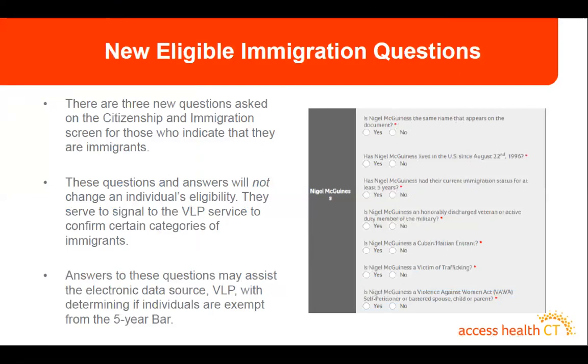One of the new screen changes that you will see here is new immigration questions. These immigration questions pertain to Medicaid eligibility. So there are questions such as, are you a Cuban Haitian entrant? Are you a victim of trafficking? And there's another one that asks if you're a self-petitioner under the Violence Against Women Act. These are all questions related to immigrants, and they all factor into determining Medicaid eligibility.